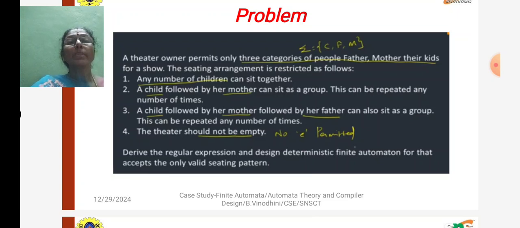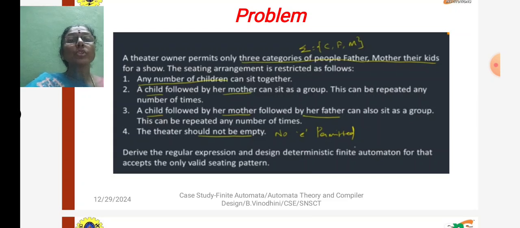Any number of children can sit together. Any child followed by her mother can sit as a group. This can be repeated any number of times. The child followed by her mother, followed by her father can also sit as a group. This can be repeated any number of times.